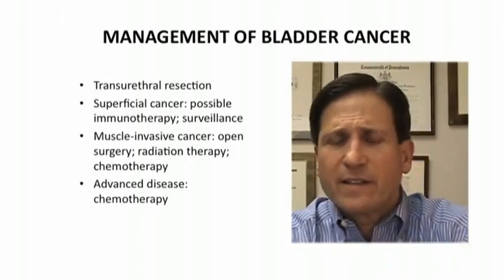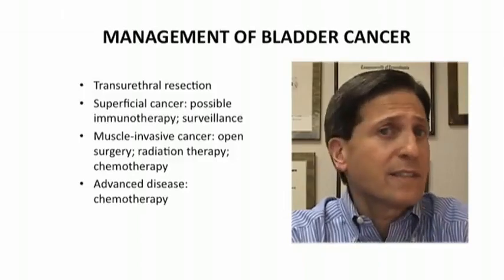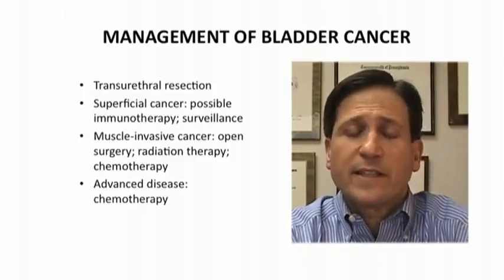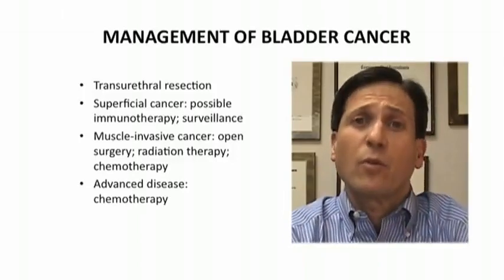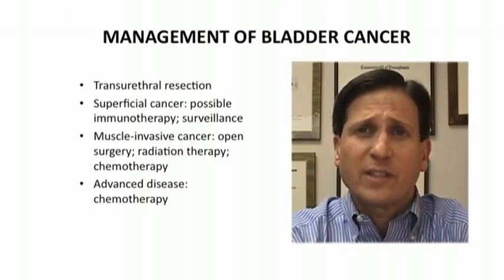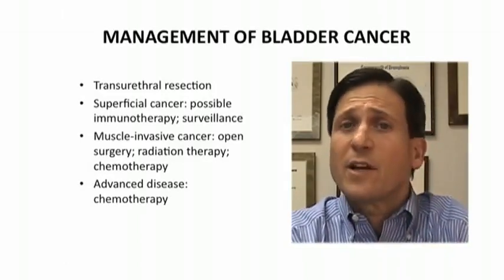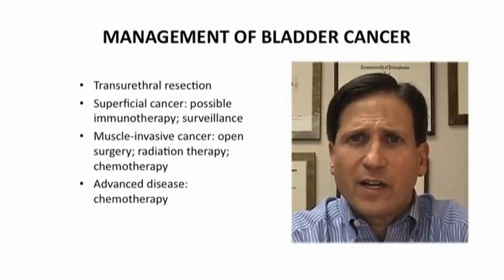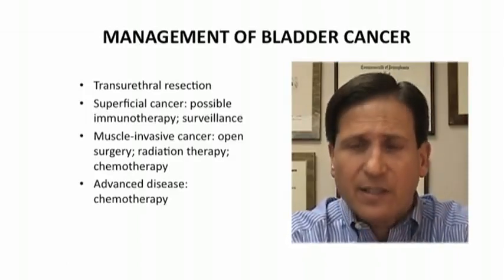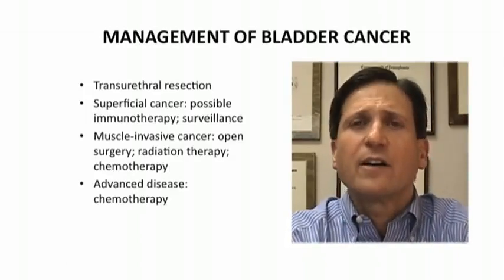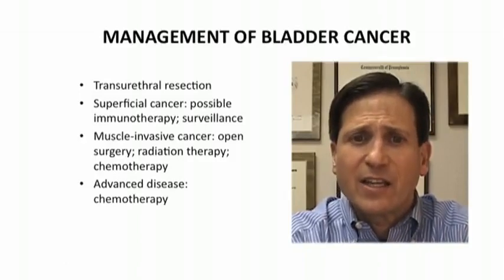And follow-up might employ cystoscopy, done, let's say, every 3 months for the first year, and if they're all normal, go to an every 6-month program, sometimes annually. It also involves periodic cytologies and periodic imaging of the upper urinary tracts, the kidneys and the ureters.